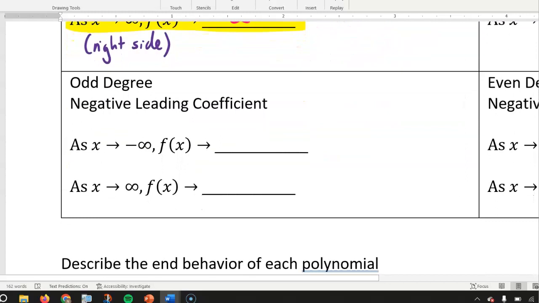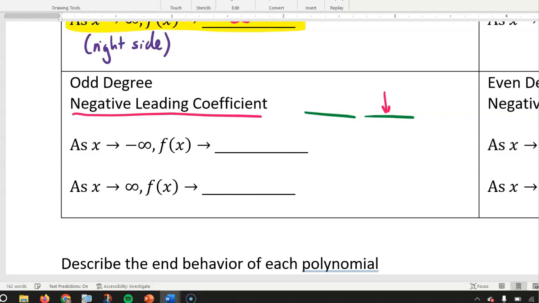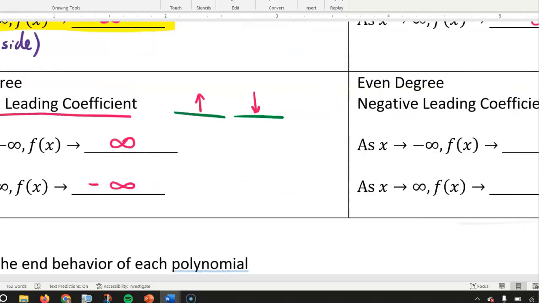All right, so let's look at what this box is helping us see. Again, I'm going to draw these two lines to represent the left and right side of the graph. It's a negative leading coefficient, so that means the right side is going to go down. It's an odd degree, so the left side is going to go in the opposite direction. So the left side of the graph is going up towards infinity, and the right side of the graph is going down towards negative infinity.